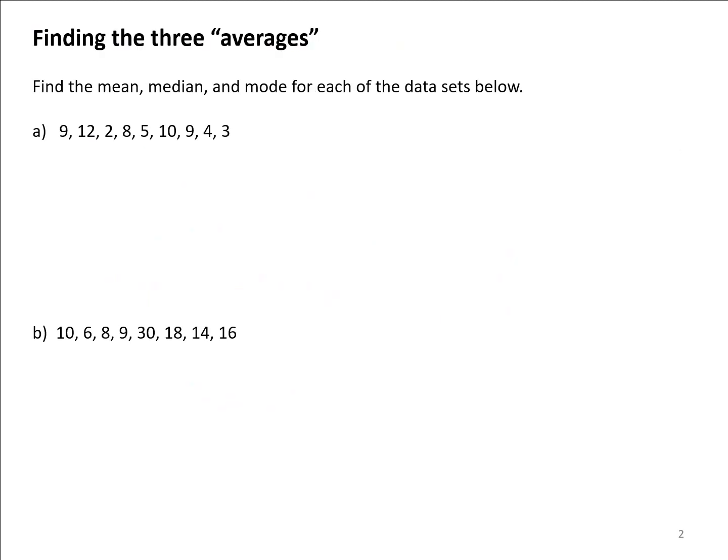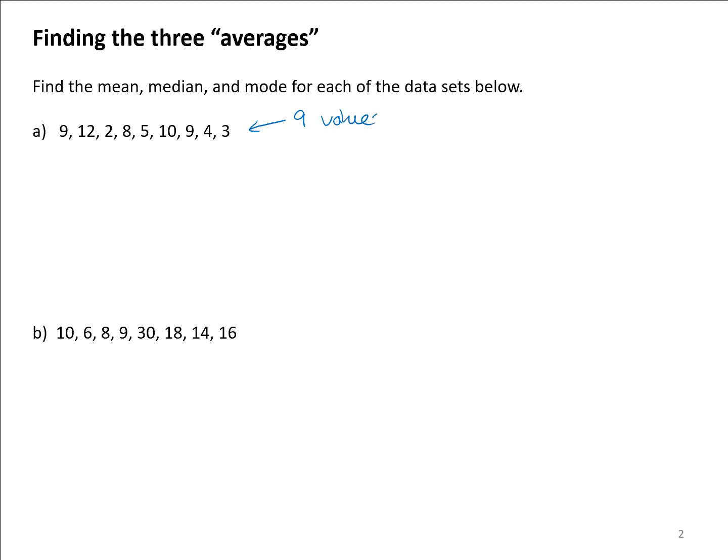Let's look at a couple of examples of finding these three averages, the mean, median, and mode, for two data sets. All right, so first data set, we have 1, 2, 3, 4, 5, 6, 7, 8, 9 data values. That's important to recognize, how many you have to begin with, because that will come into finding the mean.